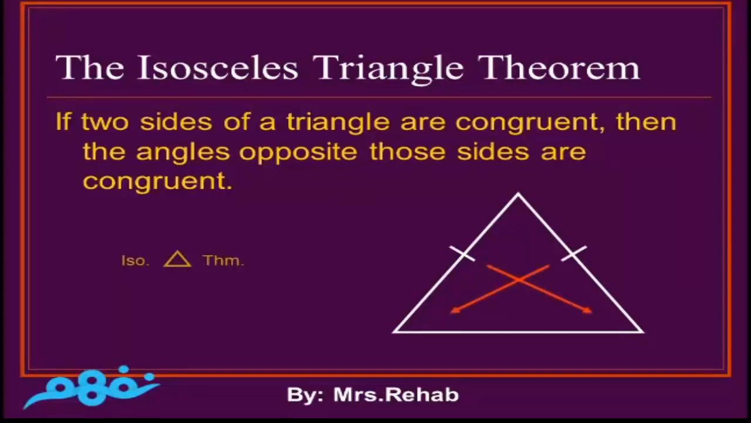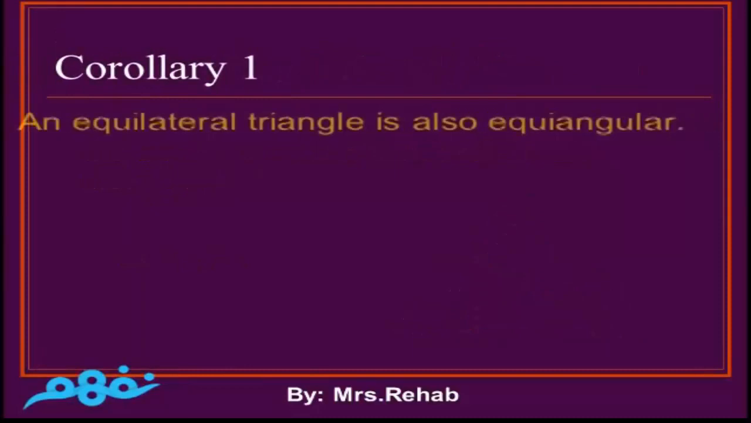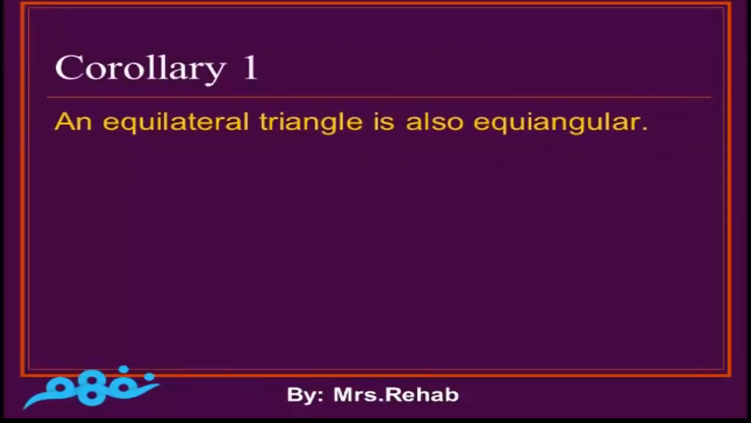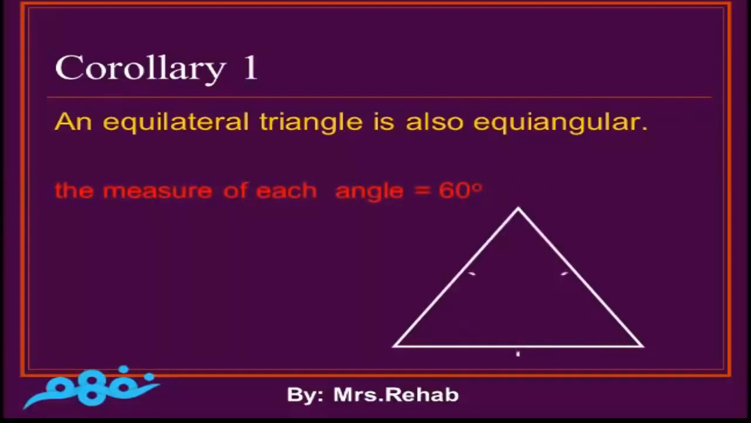لو عندنا isosceles triangle معنى كده ان two base angles are equal in measure. وعرفنا برضو ال equilateral triangle عبارة عن triangle has three equal sides. وعرفنا برضو ان the measure of each angle equal 60 degree. يعني ال equilateral triangle has three equal sides and three equal measure angles.